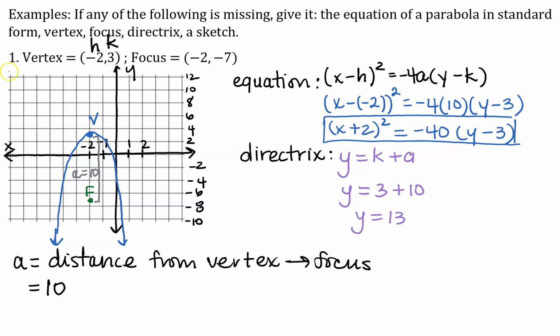And so that is up here. It's a little bit off of my axis because my y-axis goes up to 12. But this horizontal line up here of y equal to +13, that is our directrix. So we found our directrix, we found our equation, and we sketched that parabola.